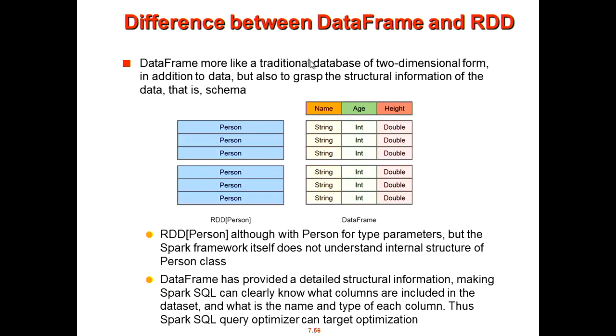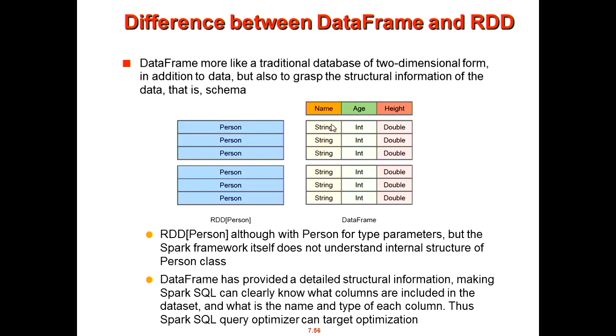The difference between data frame and RDD is that a data frame is more like a traditional database two-dimensional form. It's like a table with columns and rows, and in addition to the data, it also has the structure information of the data. It's kind of a schema. So for example, if we have a person class or person object, person data, and you represent the person as RDDs in Spark, it does not know the details of person. So we don't know the members of this person object. We only know, okay, this piece of data is for person.